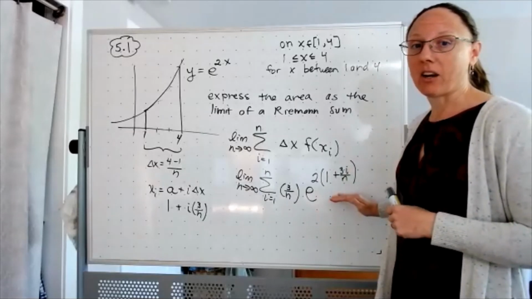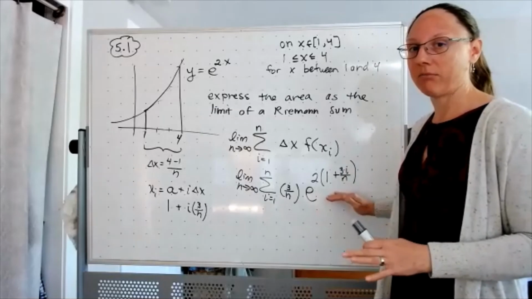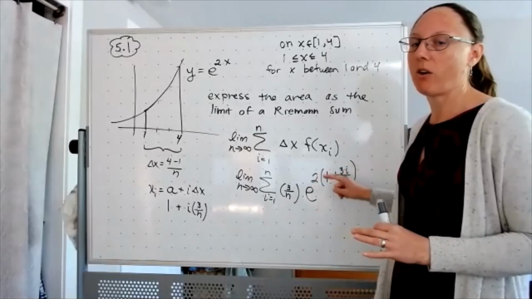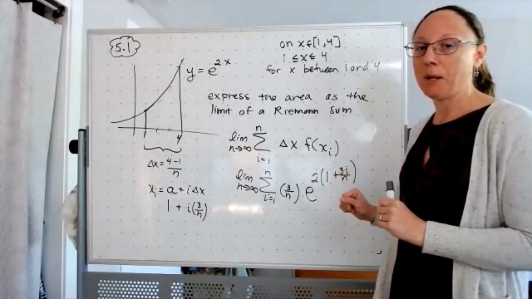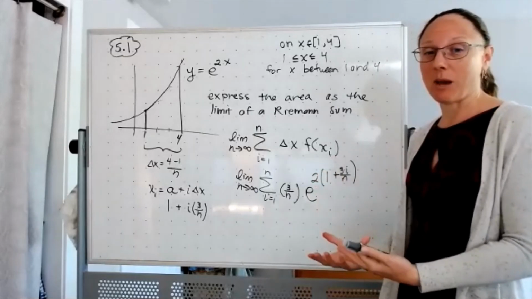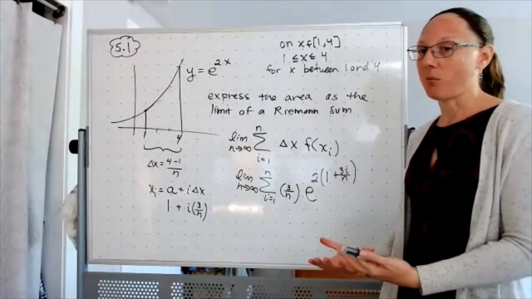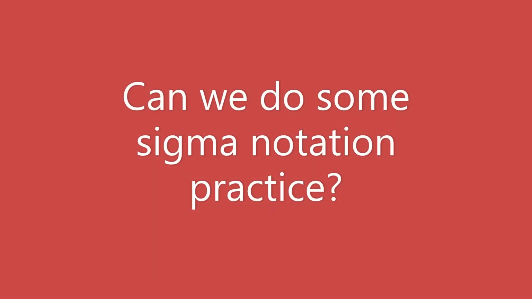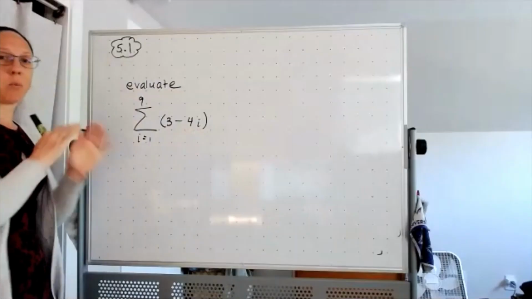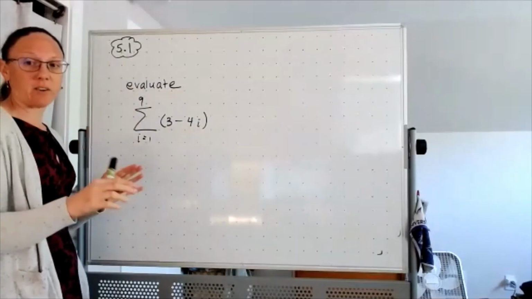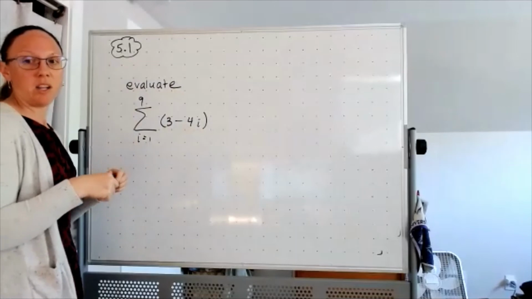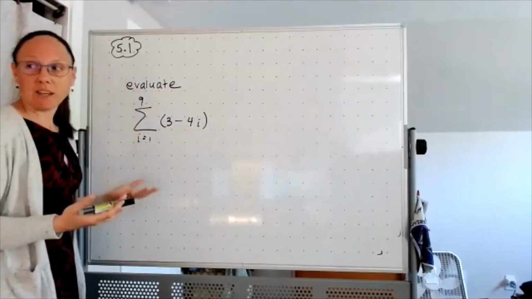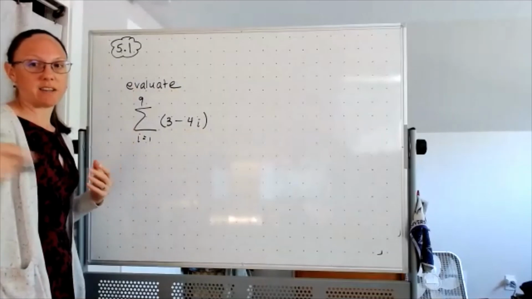When you get here, stop. If it's really bothering you, you are totally welcome to distribute that 2 in, but there's nothing else we're going to be able to do to it. So my advice is just stop. Again, we're not talking about this in the context of rectangles, just talking about this in the context of sigma notation for the test.